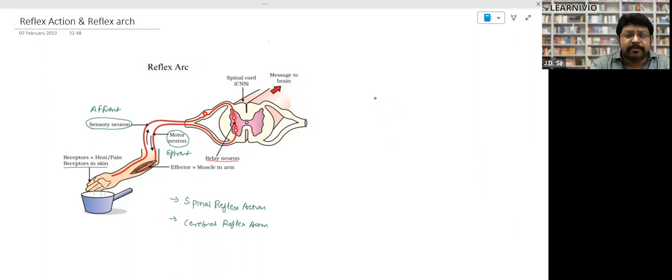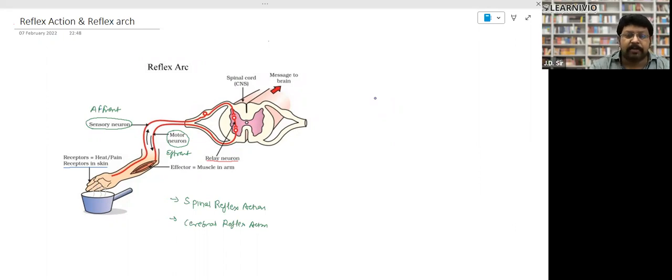Normally in reflex action, we do not require participation of the brain, but sometimes the brain also participates. Look, riding a bike, right? Driving a car. For driving a car, you do not use your brain. You just keep on changing the gear, steering, clutch, brake, and all that, right?